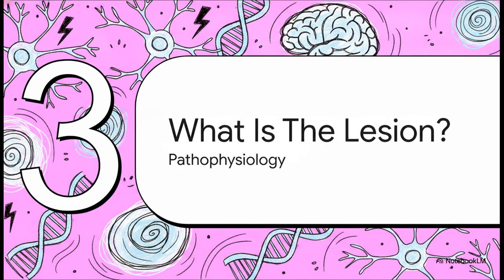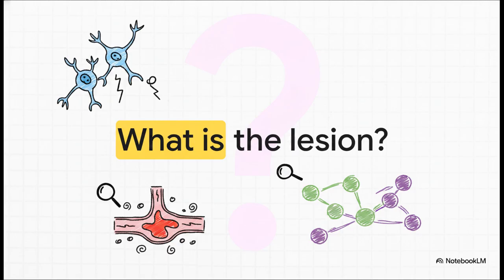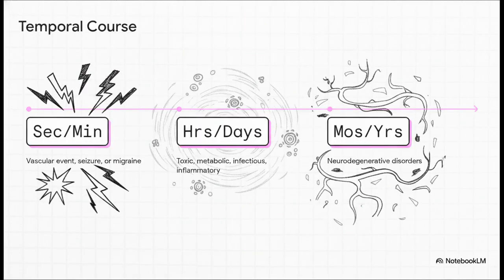What is the lesion? Okay, so the location is locked down. Now we move to the second pillar of our investigation. This second foundational question, what is the lesion, shifts our entire focus away from the anatomy and toward the underlying pathophysiology. Basically, what is the actual disease process causing this damage? Well, the temporal course of the illness is perhaps your single greatest clue. A sudden onset, where symptoms just appear out of nowhere in seconds or minutes, that usually indicates a vascular event, like a stroke or maybe a seizure or migraine.